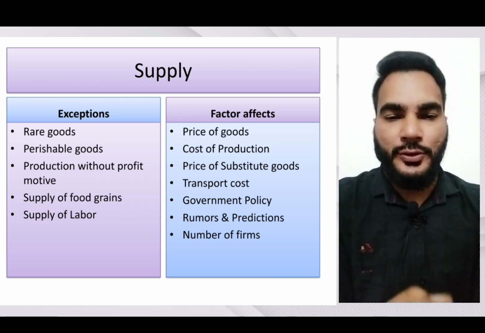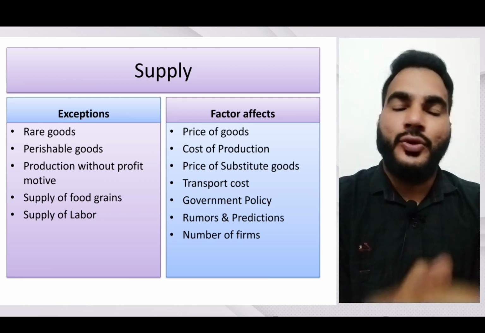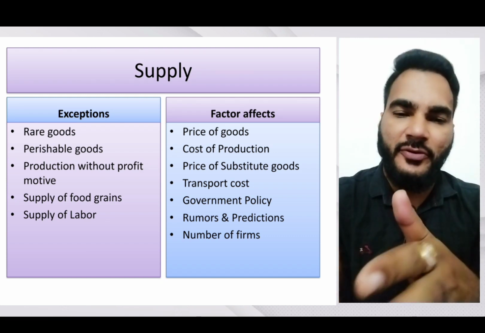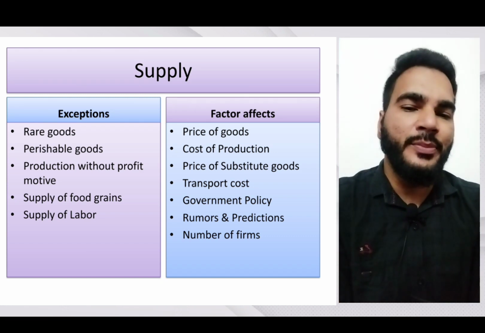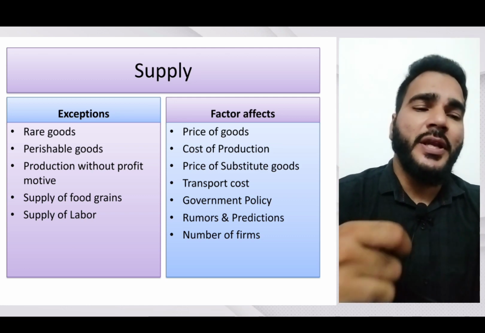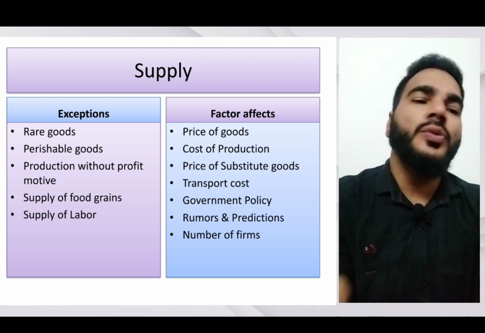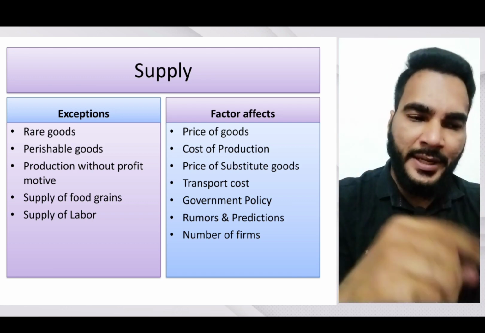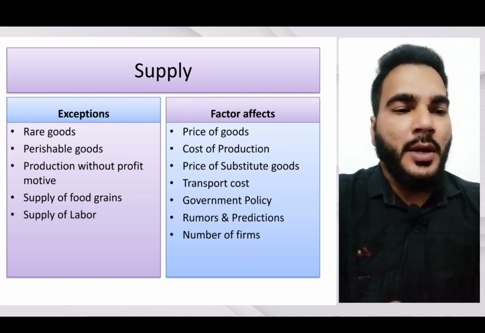And then supply of labor. Supply of labor is like, you cannot generate labor. You have limited criteria for the labor. So even if you are getting maximum profit, you cannot do anything, as labor is limited. And then let us see the factors that affect price of goods.